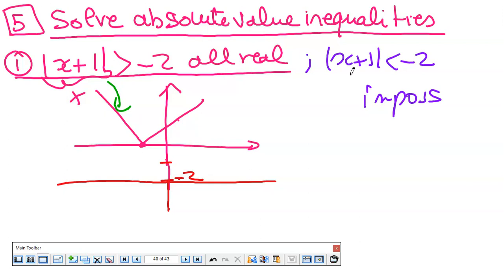But if I want to solve the same thing, absolute value of x plus 1 less than minus 2, algebraically, this one is a positive answer. Can a positive answer be less than a negative answer? This is impossible. And graphically, I want the part that is less than minus 2. There is no part of the absolute value that's less than minus 2. That's why it is impossible.